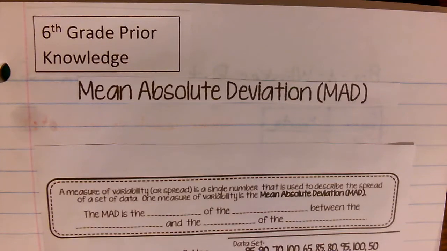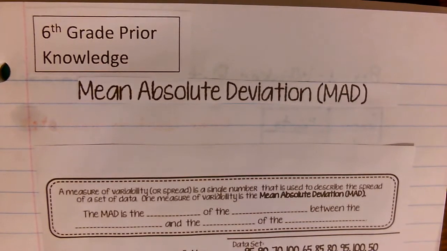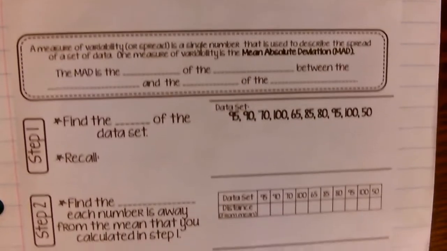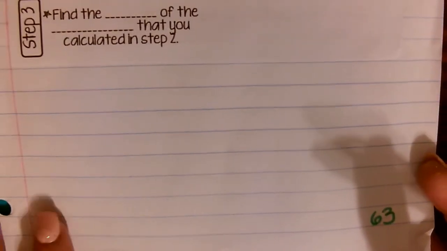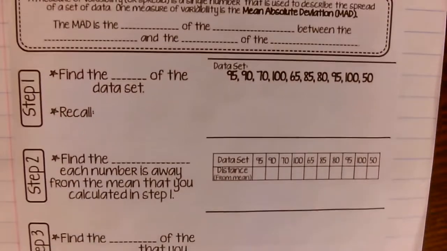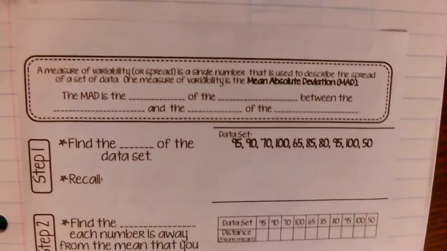Okay, students, we're going to start with page 63 today in our notes, mean absolute deviation, or MAD as we call it. Okay? Make sure to get your notes outlined before we get started today.